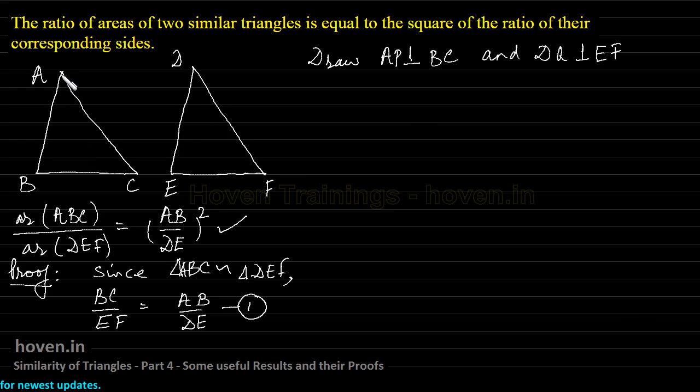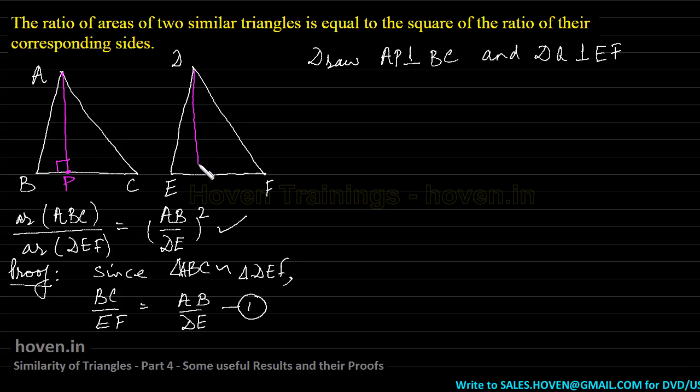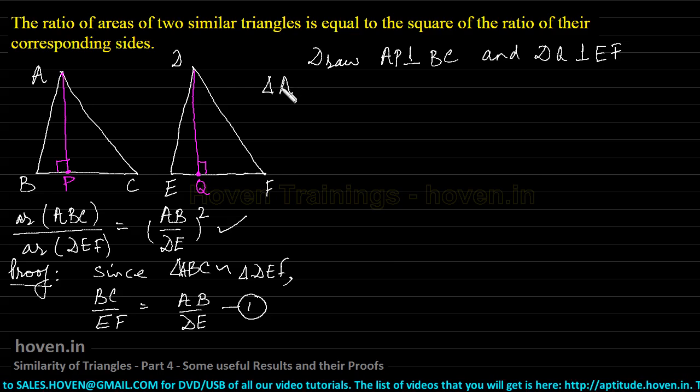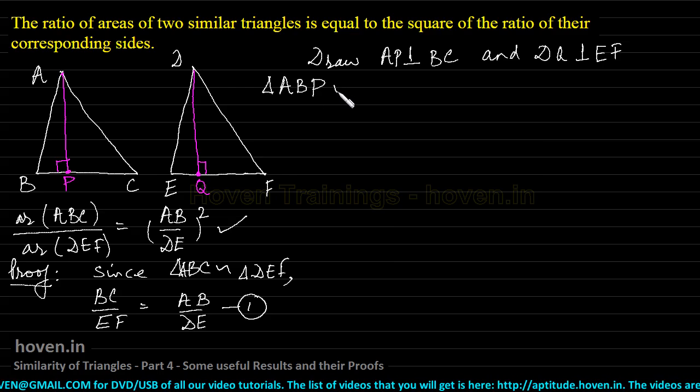So this is what I mean, that is, this will be AP perpendicular here and DQ perpendicular here. This point is Q, this point is P. So we have dropped perpendiculars like this. We observe that triangle ABP should be similar to triangle DEQ.